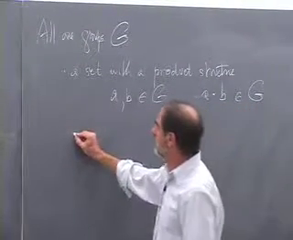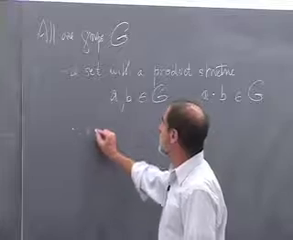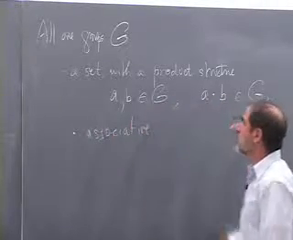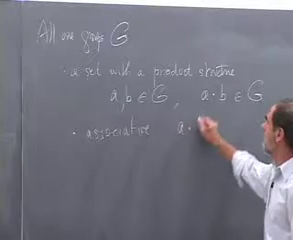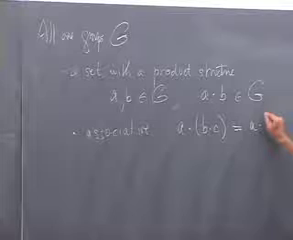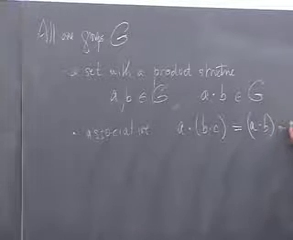And the second thing is the product must be associative. That's the most important thing to check. Namely, A times B times C has to always equal A times B times C.